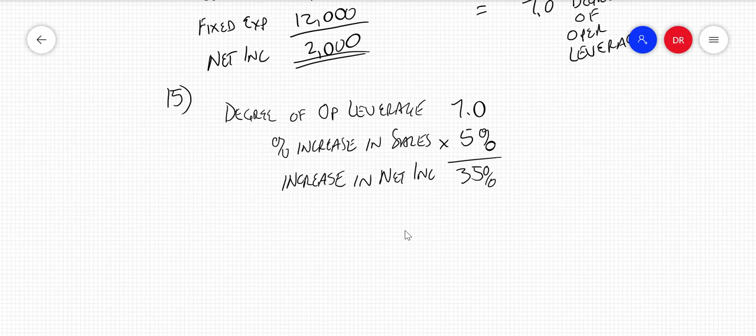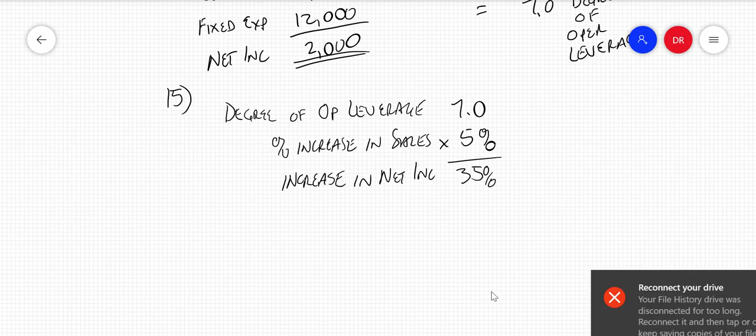So that's the Foundational 15 for Chapter 5. I hope you find this helpful.